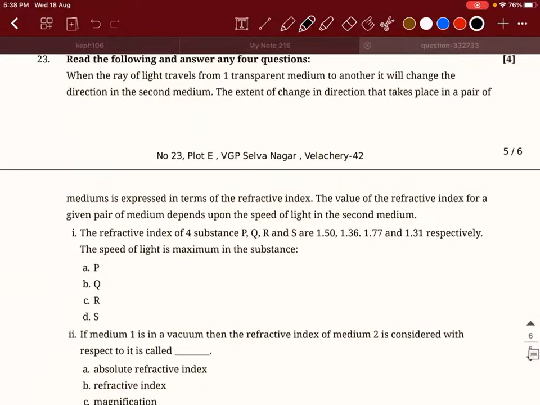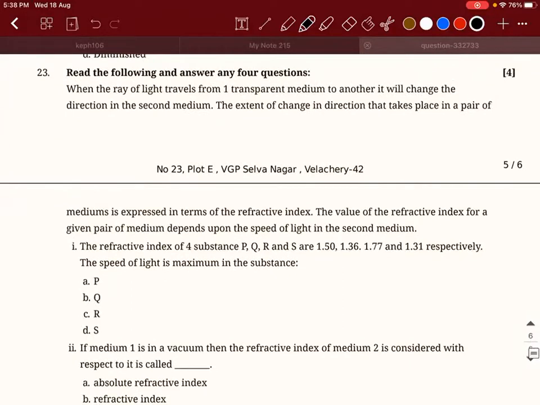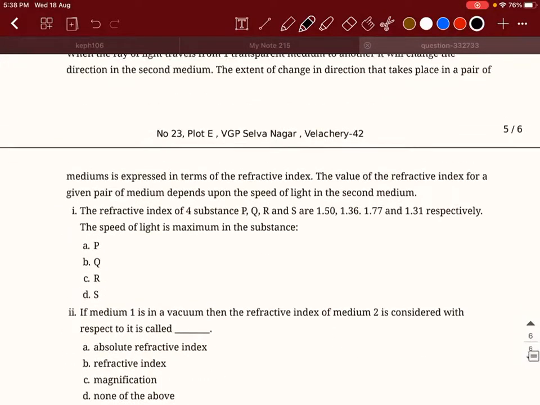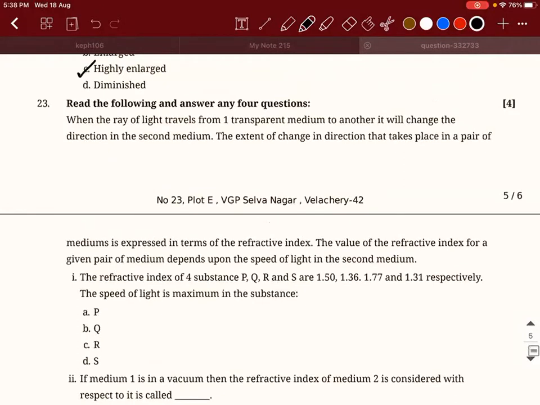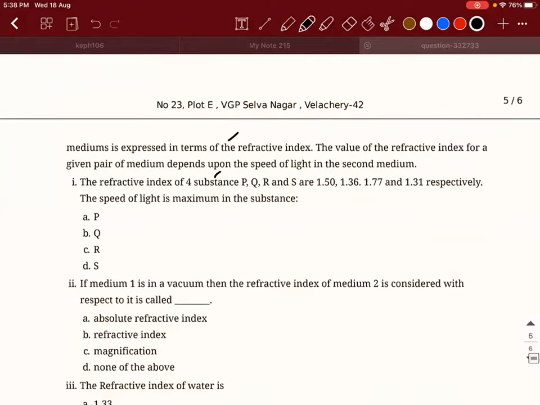So try this one. When a ray of light travels from one transparent medium to another, it will change the direction in the second medium. The extent of change in the direction that takes place in the pair of mediums is expressed in terms of the refractive index. The value of refractive index for the given pair of medium depends upon the speed of light in the second medium. So refractive index of four substances P, Q, R and S are 1.5, 1.36, 1.77 and 1.31 respectively. The speed of light is maximum in the substance.